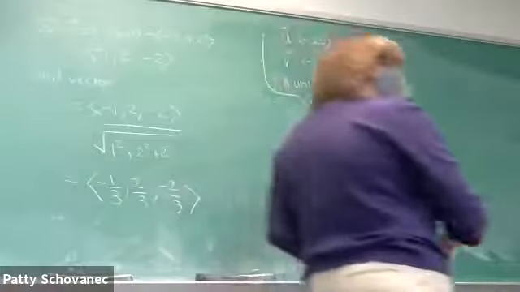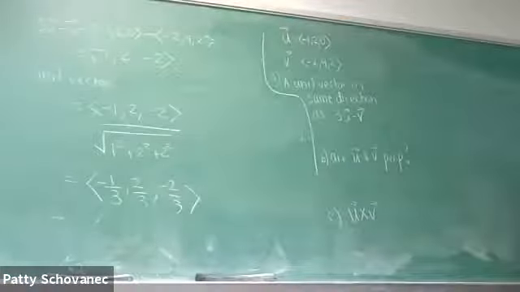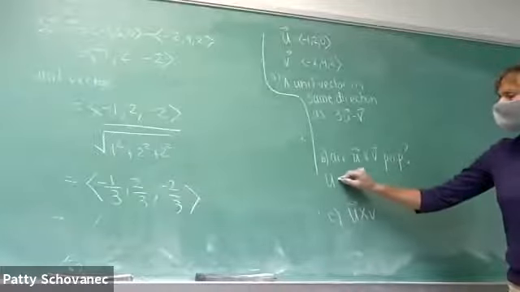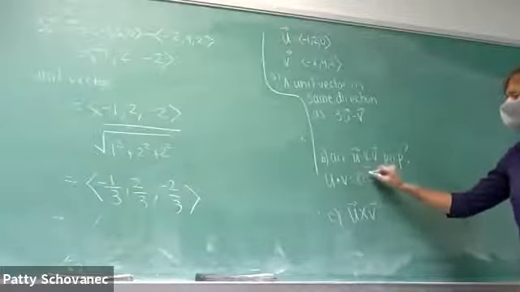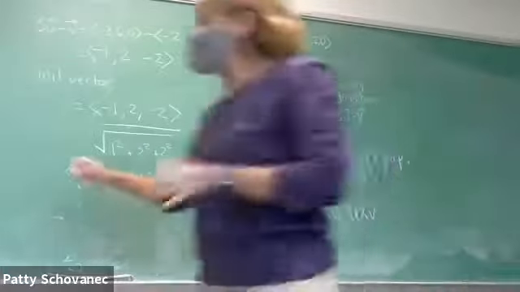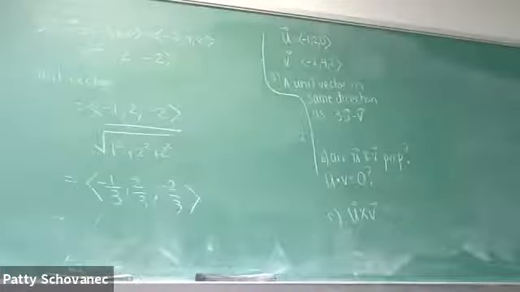How can you tell quickly if two vectors are perpendicular? Dot them. Is u dot v equal to 0? That is what the question is. So u dot v: -1 times -2 is 2. 2 times 4 is 8. 0 times 2 is 0. That's not 0, so they're not perpendicular.